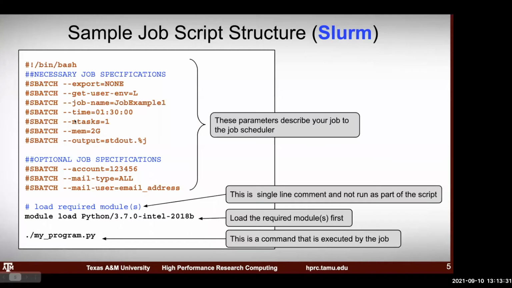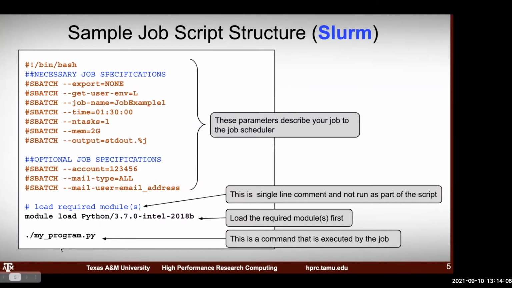Beneath your job specifications, you load the required modules. So you kind of replicate the environment that you're going to work in, and then you launch your program. So in this example right here, this person is running a Python program called myprogram.py. And in order to run that, he needs Python 3.7 along with the Intel 2018b toolchains. So after all these specifications, he's saying module load Python 3.7 and then run my Python program on the compute node.